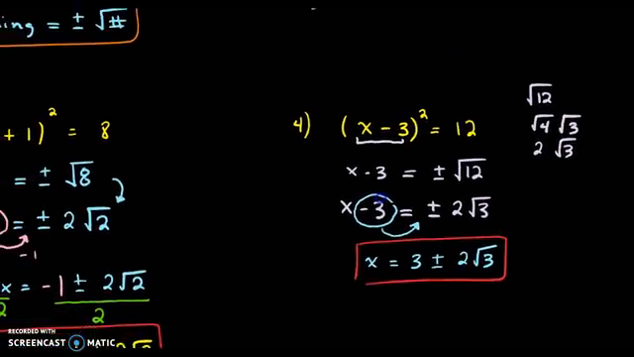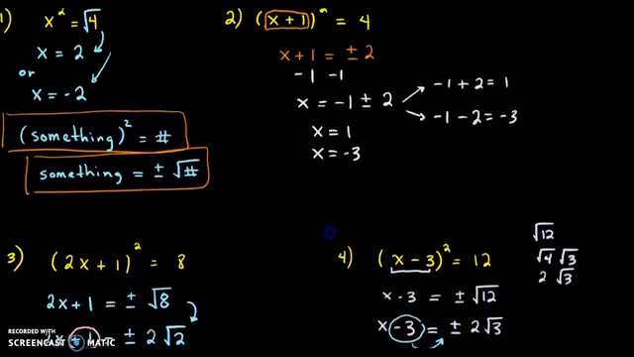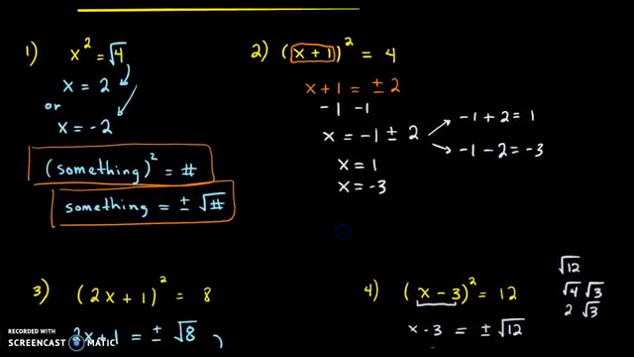So again, not much going on. As long as you know how to solve level 0 type of problems, then level 1 is not really a big deal at all. It all comes down from this example, example number 1, that something squared is equal to this plus or minus the square root of that number.